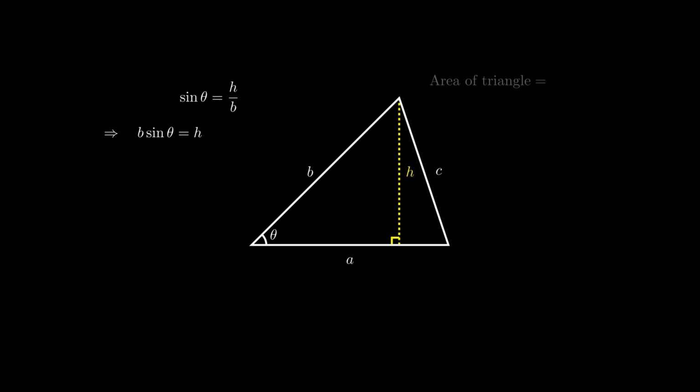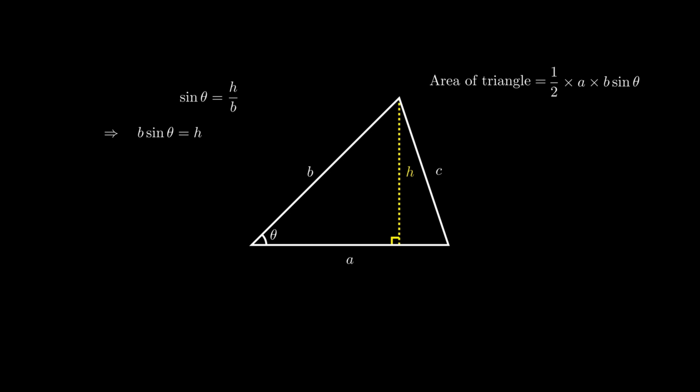So we get the height. Now the area of the triangle with the basic formula is half times base times height. We already have the base, which is A, and we just found the height of the triangle is B times sine of theta. So putting the height into the formula, we get the formula of the triangle's area is half times A times B times sine theta.